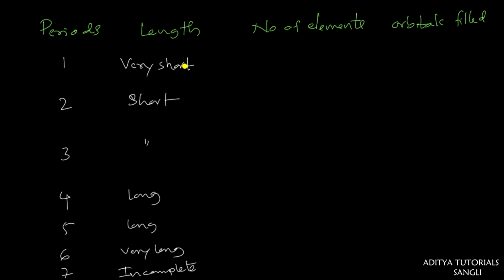And the number of elements I'm going to write here. In the very short first period, only 2 elements are there, and there are 8 in the second. The third contains 8. The fourth contains 18 elements. The fifth also contains 18 elements, but the sixth contains 32 elements. And right now the seventh is incomplete, but even though it contains 28 elements.